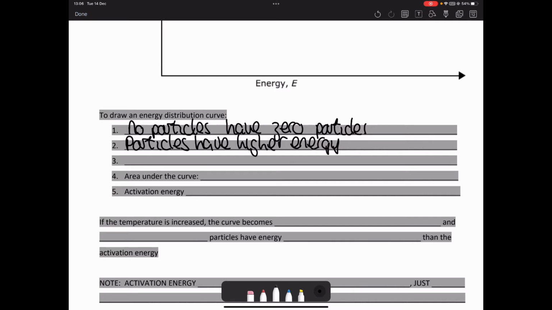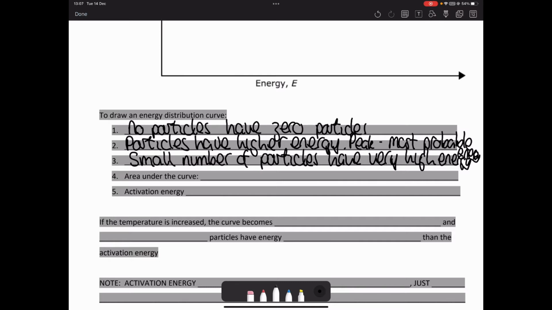And there's going to be a peak, and that peak is the most probable energy. So the vast majority of our particles will have this amount of energy when we draw our peak. And then we're also going to have a very small number of particles that have really, really high energy. So have a little scribble and see what if you were drawing a curve for that. So no particles have 0 energy. There are particles that have higher energy. There is a peak, and there are a small number of particles that will have very high energy. What would that curve look like?